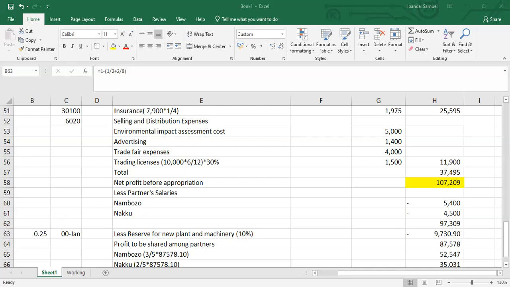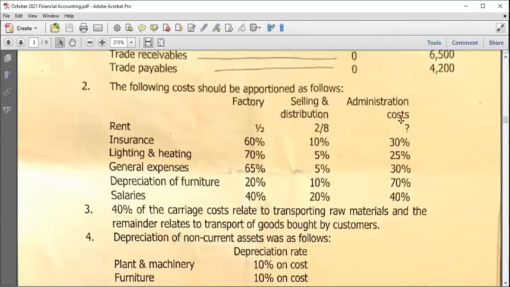So if you need to determine how much relates to your administration, it will be basically a quarter. Just look at it. This 2/8 is actually a quarter. You just reduce it by 2, by 2, and you get a quarter. So a half plus a quarter, you're able to get 3/4. And 3/4 from 1 gives you a balance of a quarter, which is for this.